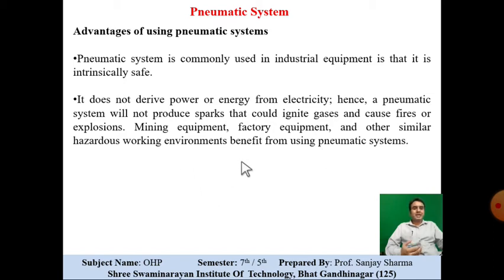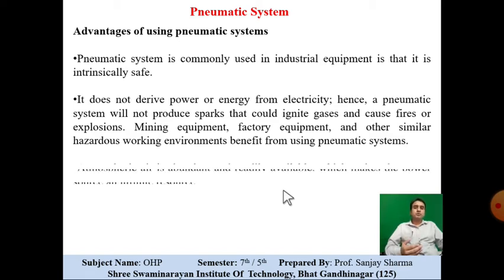Friends, we know that in mining or some factories where hazardous conditions are there, or where there is a possibility of catching fire, pneumatic systems are very safe for operations, because the air which is used as a working medium will not cause fire, and the chances of explosions are very low. So in mining and some hazardous conditions, the pneumatic system is more convenient and safer to use.